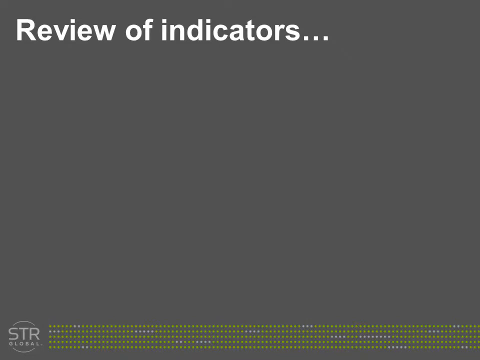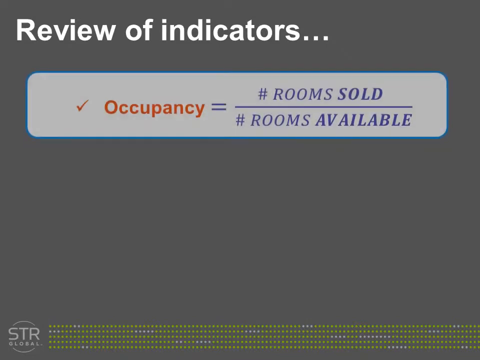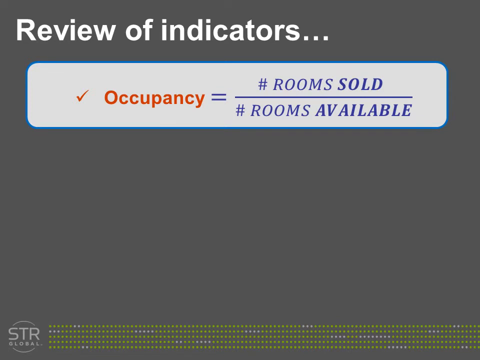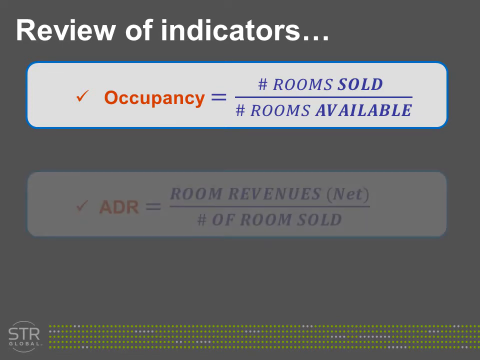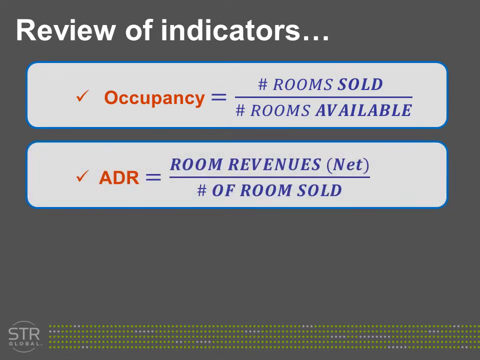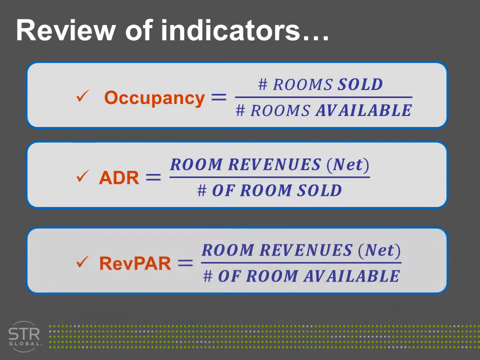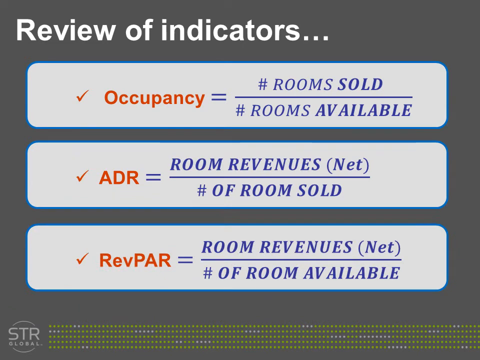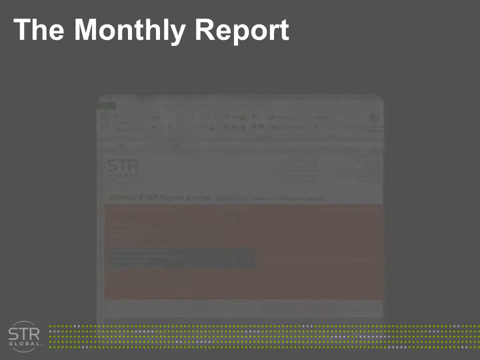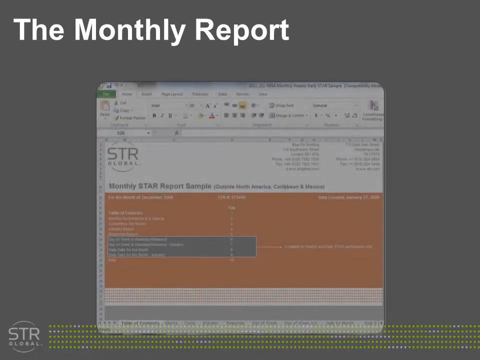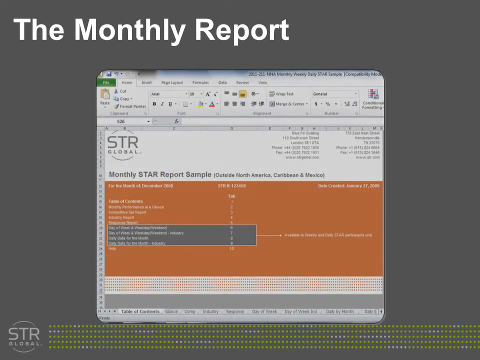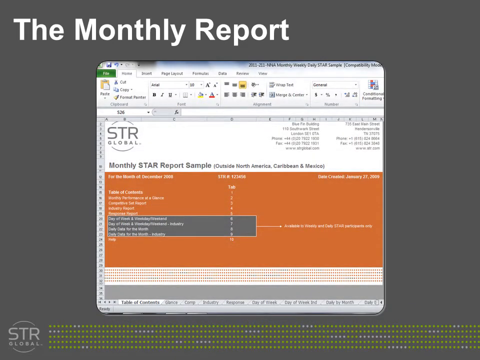A review of indicators. Occupancy is obtained by dividing my number of rooms sold by my number of rooms available. ADR is obtained by dividing my net room revenues by my total number of rooms sold. RevPAR is obtained by dividing my net room revenues by my total number of rooms available. Now let's take a look at the actual report. Remember, you will receive a daily, weekly, and monthly report. But in this presentation, we only focus on the monthly report, which has the largest content.